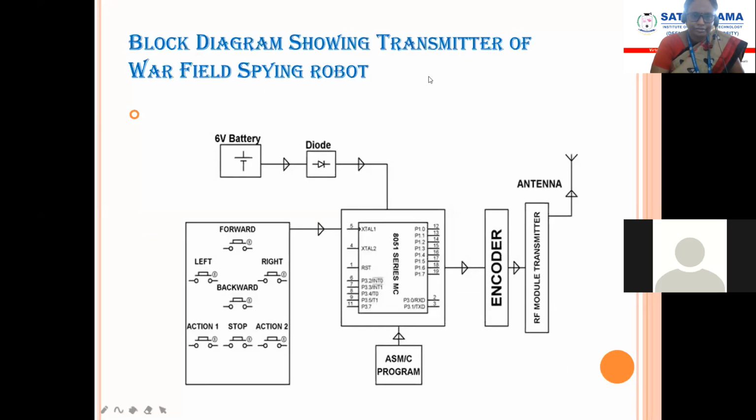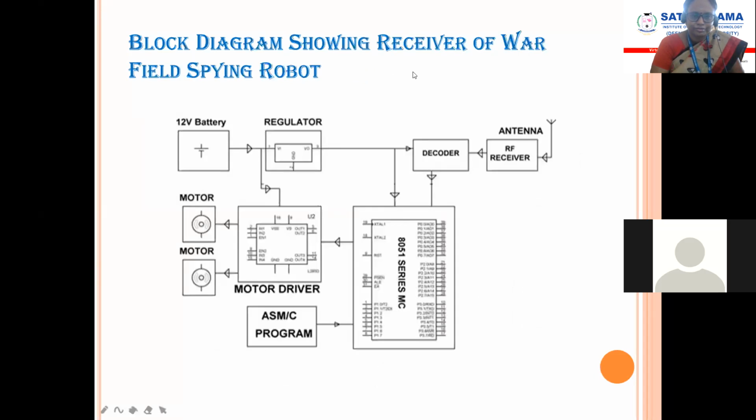This is the block diagram of the transmitter side. This transmitter consists of an encoder, which will get parallel data from the microcontroller, and this will get parallel data from the push buttons. For example, in the push buttons, if we give left or right, then this data will be transmitted to the microcontroller, and this parallel data will be transmitted to the encoder, saying to move the robot to the left side. This parallel data will be converted into serial data via the RF module transmitter. This will be transmitted to the receiving end via the antenna.